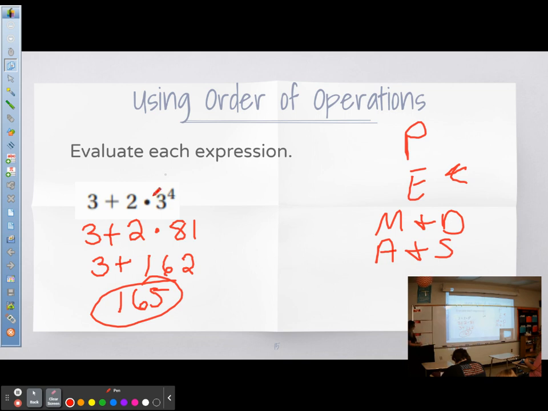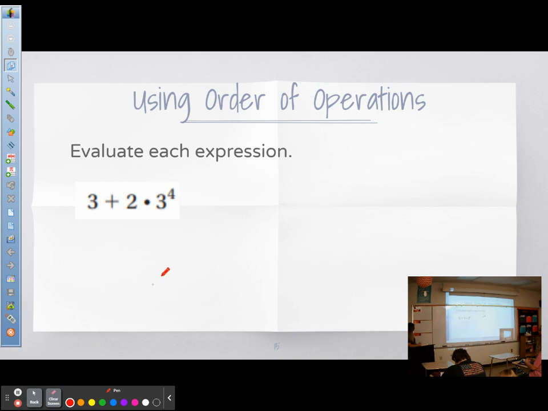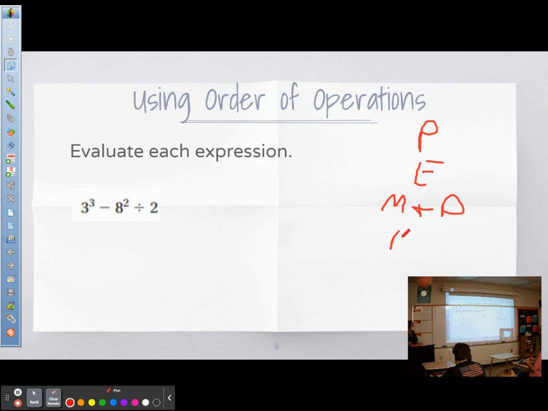All right, let's do an example. 3 to the power of 3 minus 8 to the power of 2 divided by 2. Okay, so if this is not written on your paper, you need to write this out on your paper. And then we also, to the side, we need to write PEMDAS. So P for parentheses, E for exponents, M and D. We put those together because you do multiplication and division at the same time, just from left to right. Then you do addition and subtraction last from left to right.